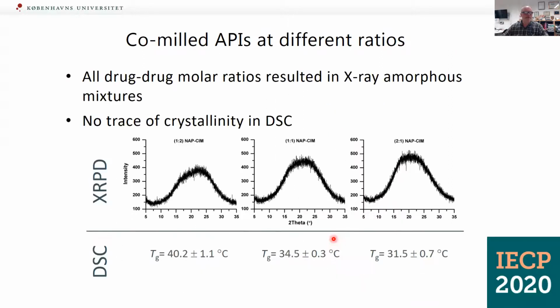Cimetidine we can. But now what happens if we are using different molar ratios of these two drugs? So here we have the 1:2, 1:1, and 2:1 molar ratios of naproxen and cimetidine. And we can see that now in all cases, after the same milling conditions, we are arriving at an amorphous system, and it has different glass transition temperatures, mainly depending on the Tg of the higher Tg component cimetidine. So the more naproxen we have, the lower is the glass transition temperature. But initially the 1:2, 1:1, and 2:1 molar ratios are all amorphous.